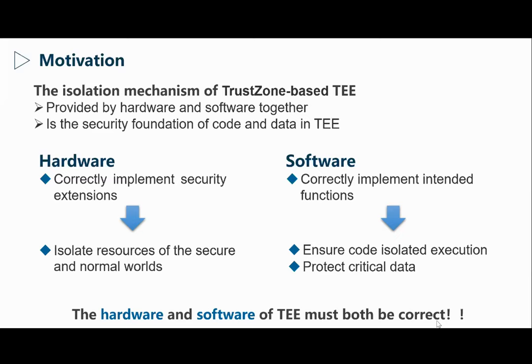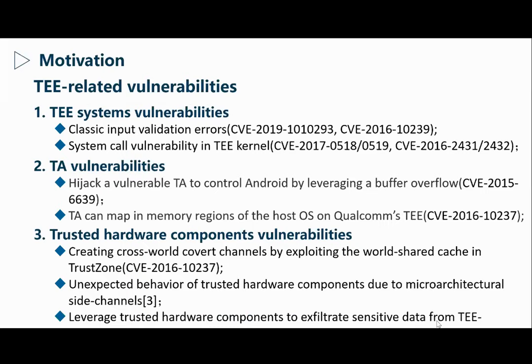TE vulnerabilities can be divided into three types. In recent years, several vulnerabilities of TE have been discovered, such as the vulnerability of creating covert channels by exploiting the shared cache in TrustZone.